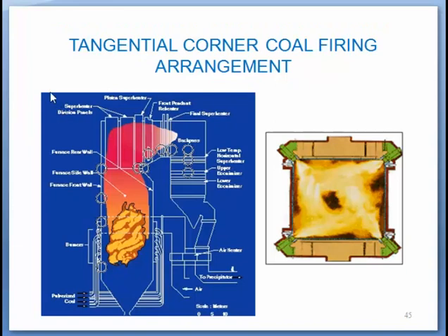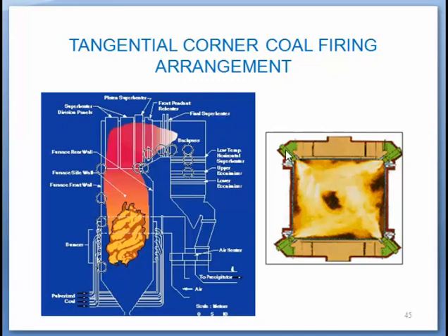This figure shows a schematic of a tangential corner fired coal furnace. You can see there is an arrangement of, in order, coal, air, at different elevations. From all the 4 corners, you can assume that the furnace has a square or rectangular shape, and from all 4 corners the supply of coal, air or oil takes place.